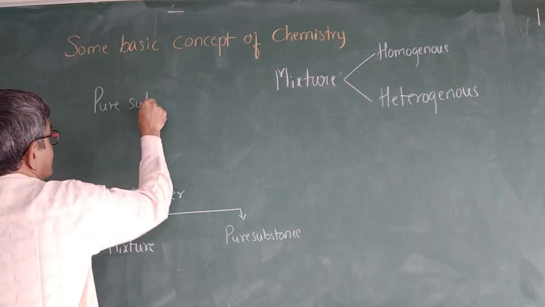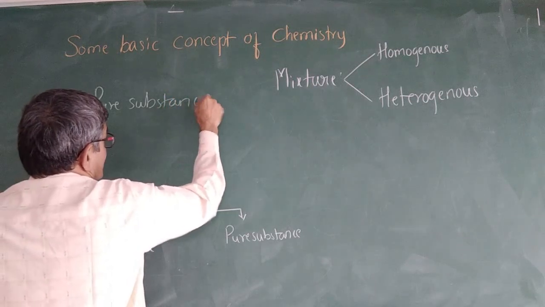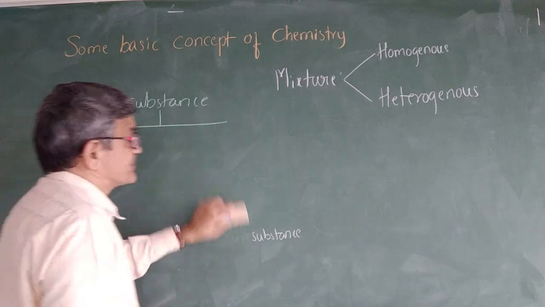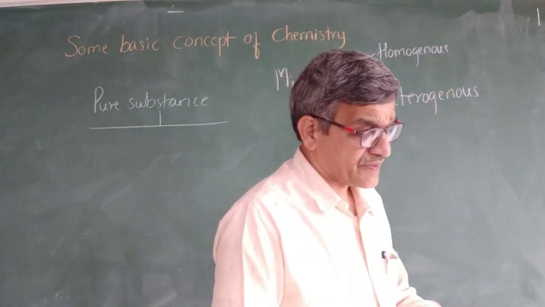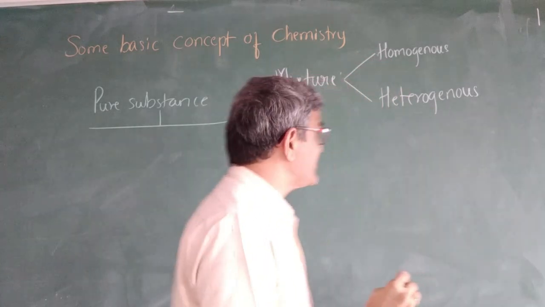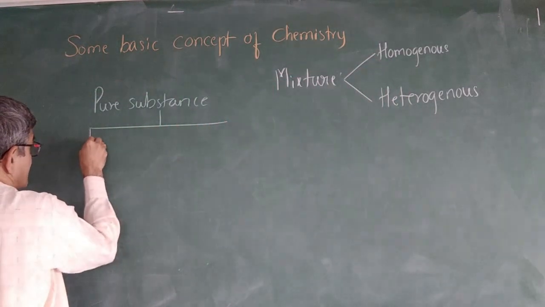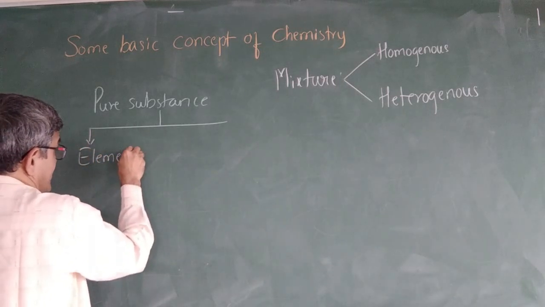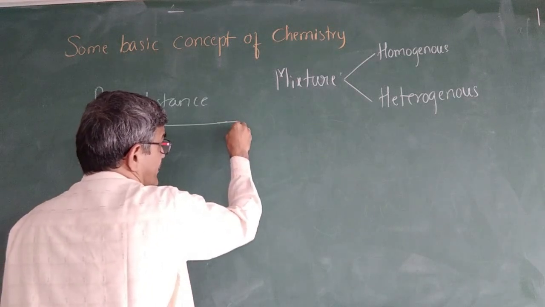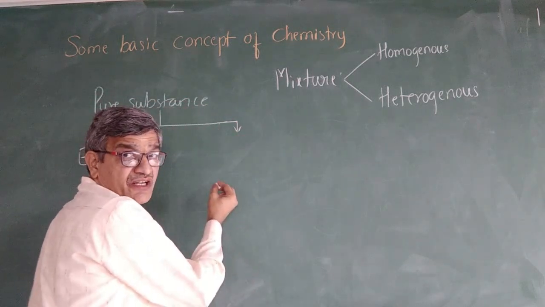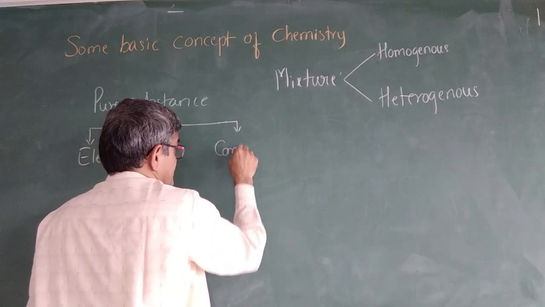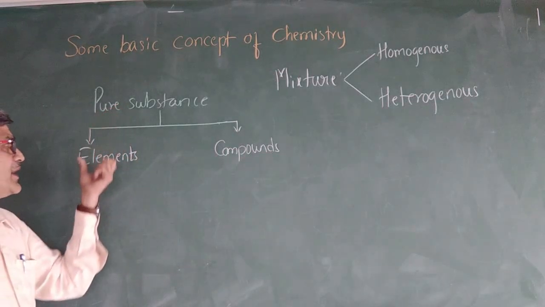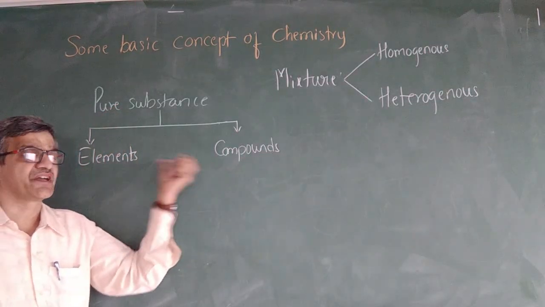Pure substance. Pure substance is further divided into two types. That is nothing but elements, and the next one is what? Compounds. Elements and compounds. So a pure substance again we can take as elements and compounds.